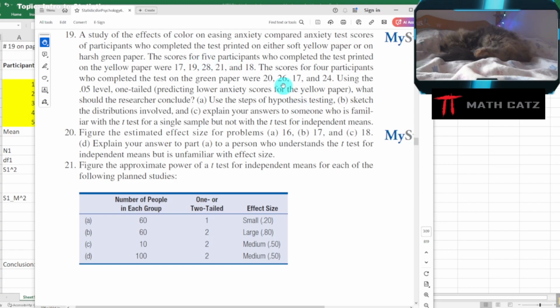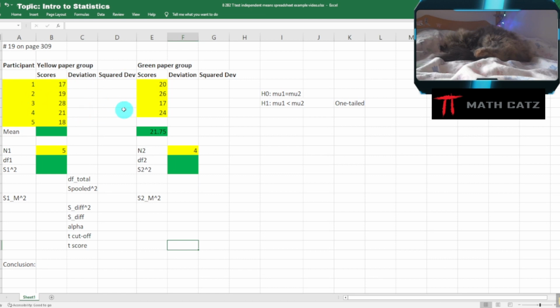So in this case, I have 2 groups of different people. So this will be independent means that I'm testing. We'll do a rough sketch and we'll leave out C because we've discussed those things in previous videos. So I've already laid out some of the information that needs to go. Some of the information with these yellow cells is the given information: 5 participants for the yellow paper group and 4 for the green one. So my sample size for yellow is 5 and for green is 4.